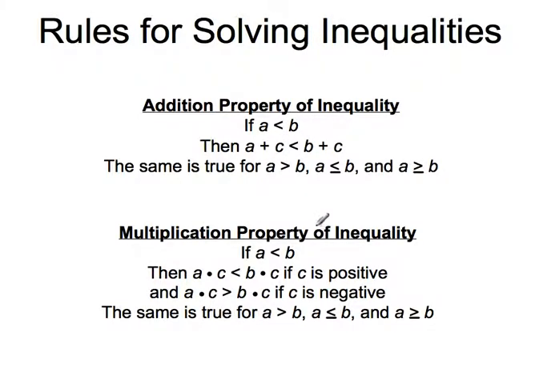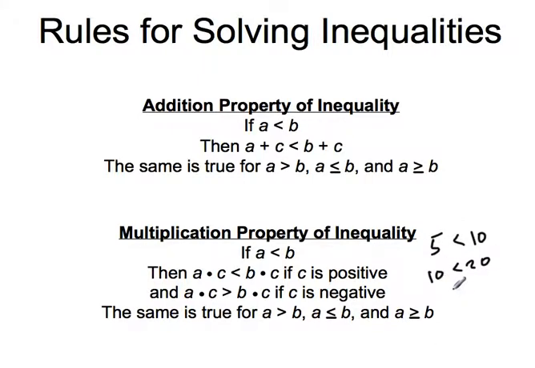Alright, the multiplication property of inequality is slightly different. If you have an inequality, let's say A is less than B, and you multiply both sides by C, the inequality sign does not change if C is positive, but it reverses if C is negative. We could do a quick example to show you. So we have 5 is less than 10. If we multiply both sides by 2, a positive number, this would be 10 is less than 20, which is true.